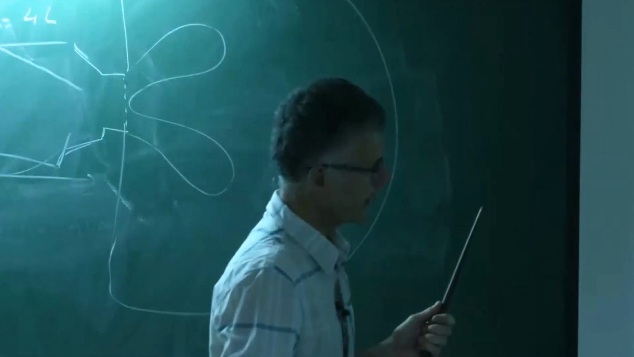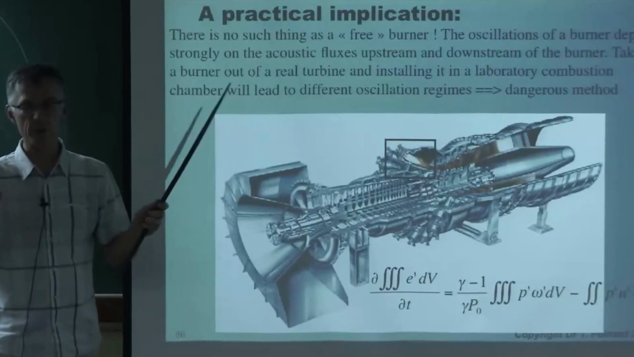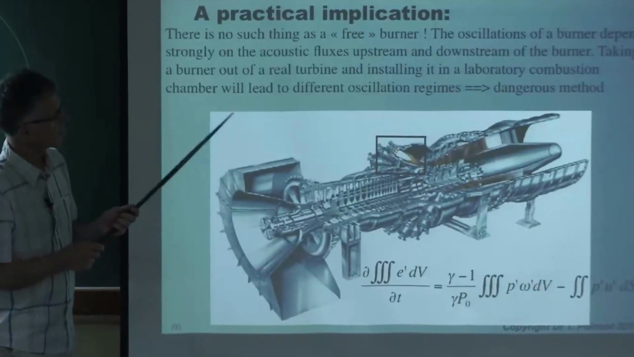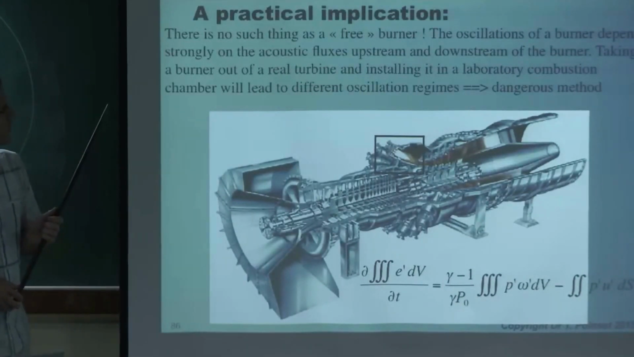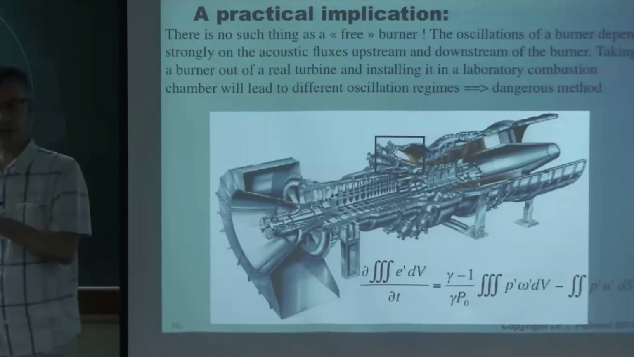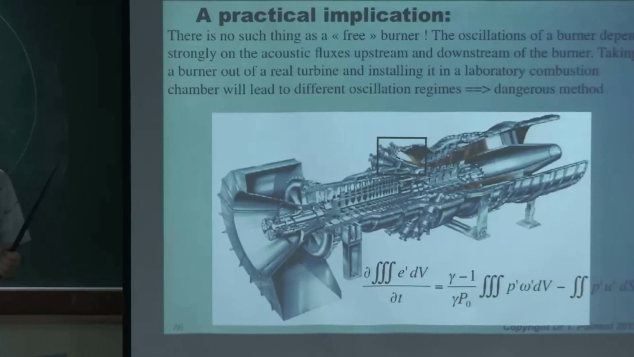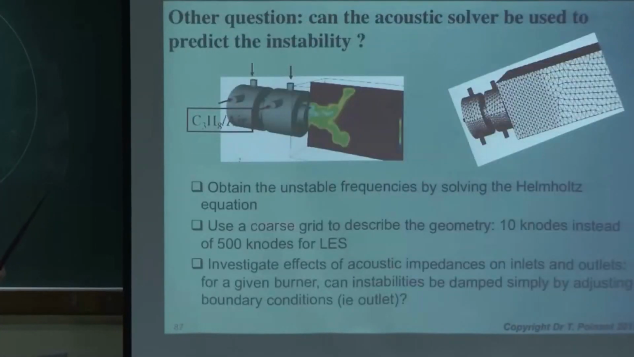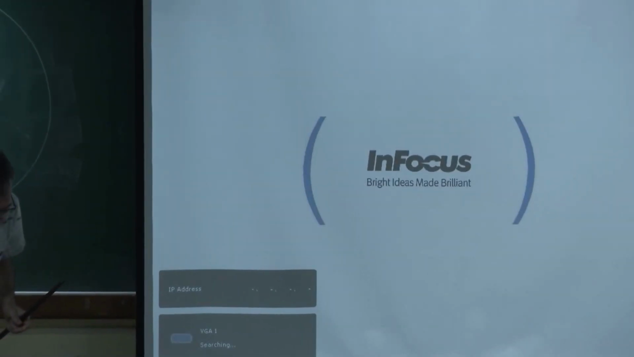So just again, to remind you of what this really means: there is no such thing as a free burner. The burner depends on what's happening upstream and downstream of the combustion chamber. So you cannot guess what's happening to a given chamber by looking at the same chamber with different outlets and inlets. It's just impossible. I'm going to skip that actually because we have too many things to discuss today. Let me go directly to the last thing.